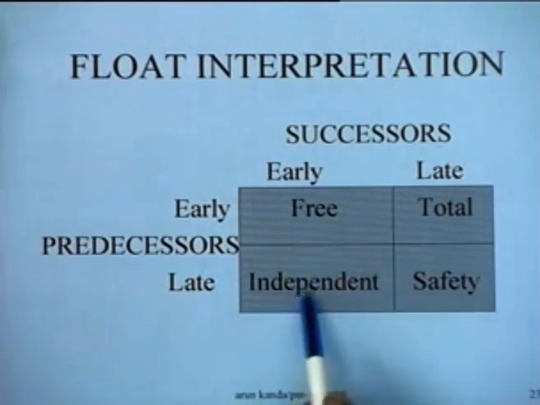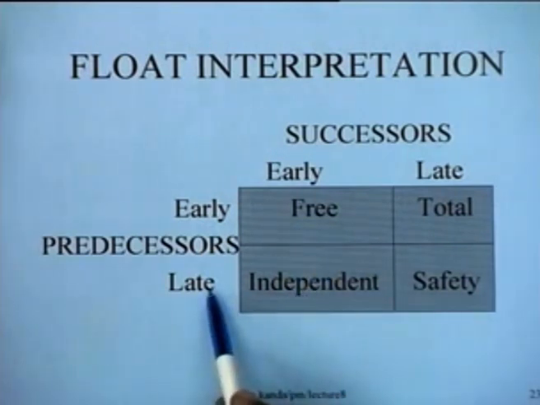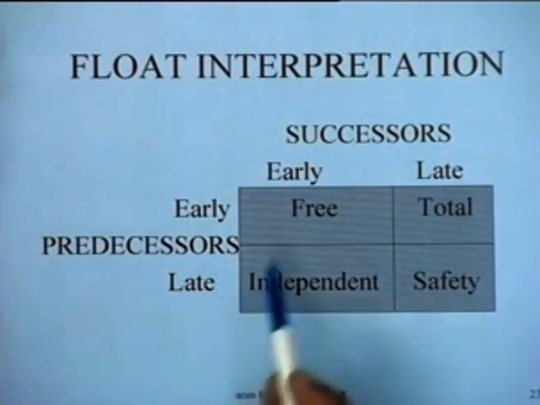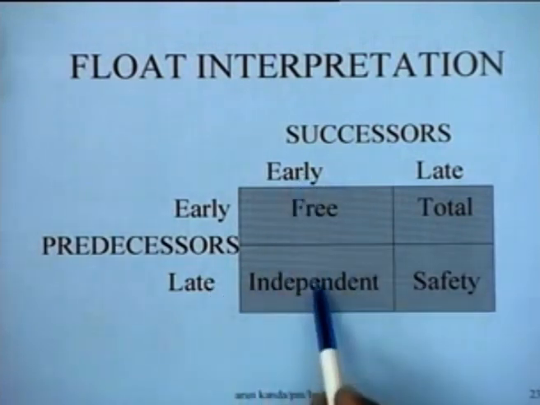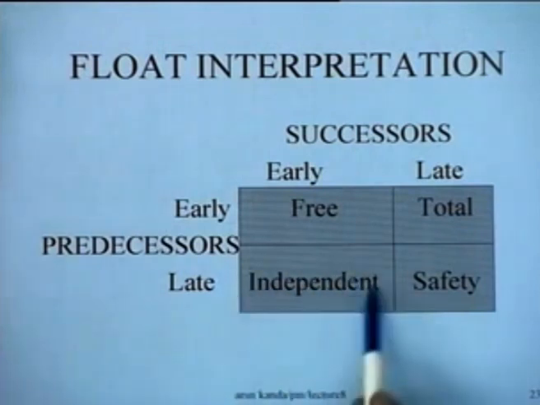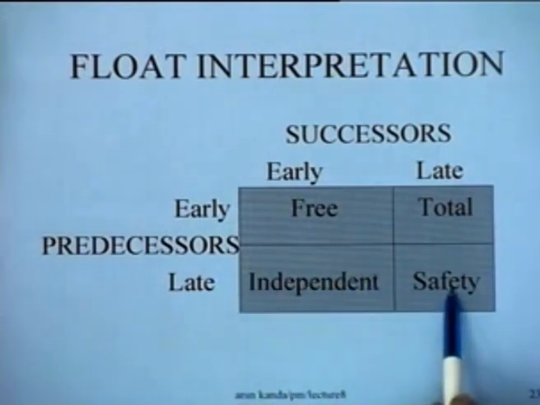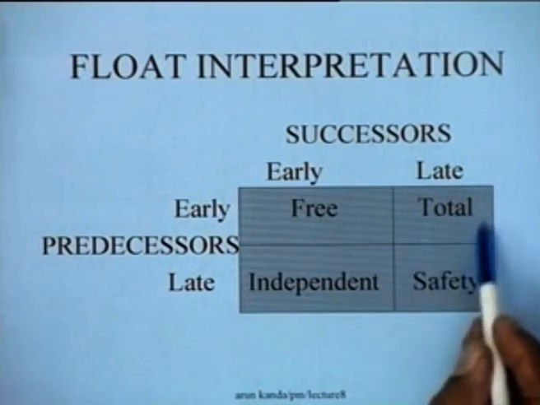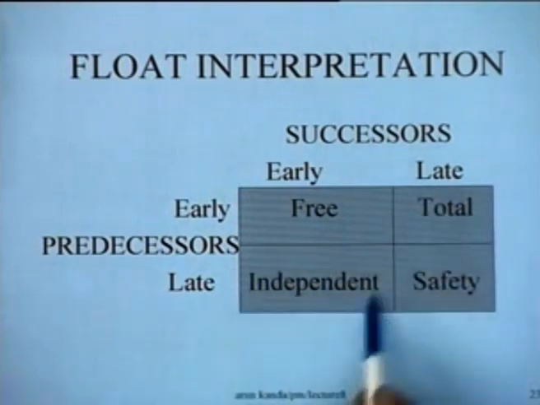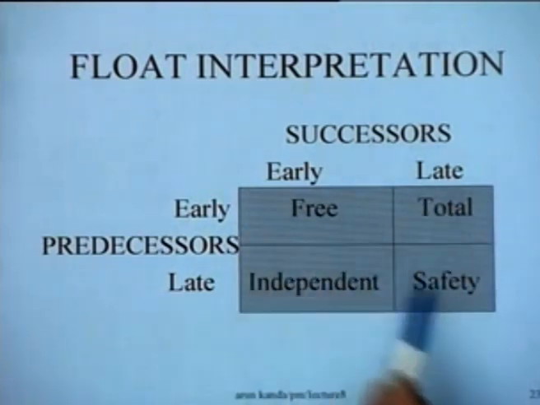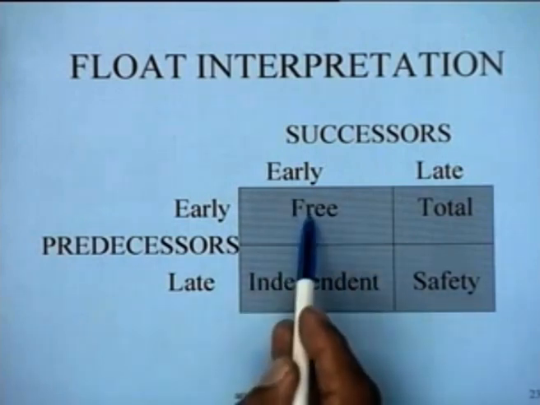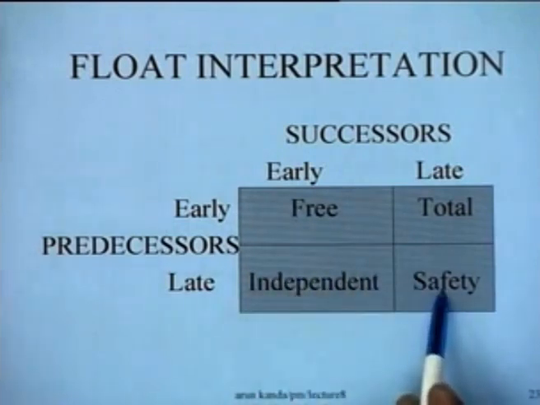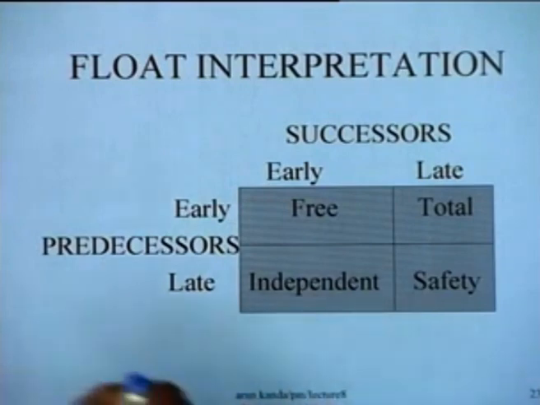If we have this possibility of the predecessors done as late as possible and the successors done as early as possible, leaving you very little time, that is the independent float. And similarly, the safety float is the case when you will come to this particular box. So, obviously, this is the largest float, this is the minimum float, and on the diagonal this way you do not know whether this is larger or this is larger. This depends upon the relative position of the network.